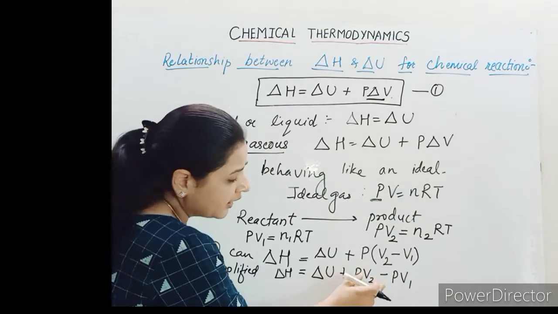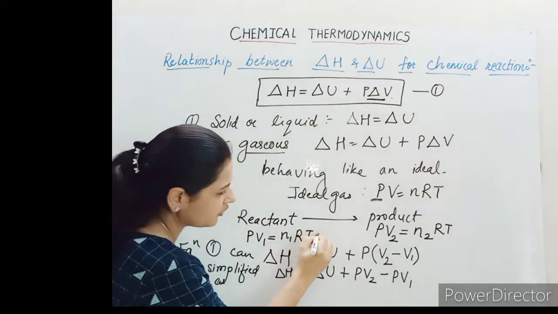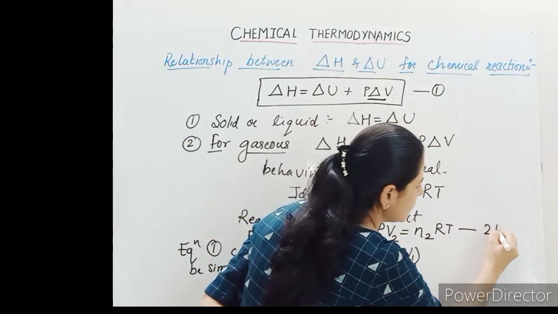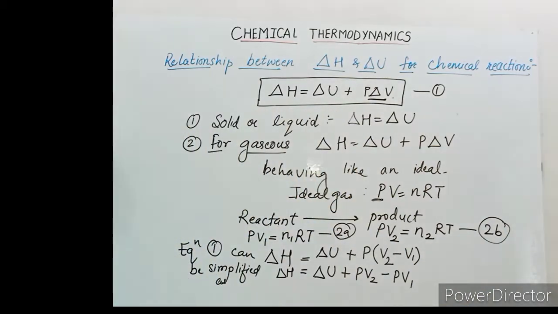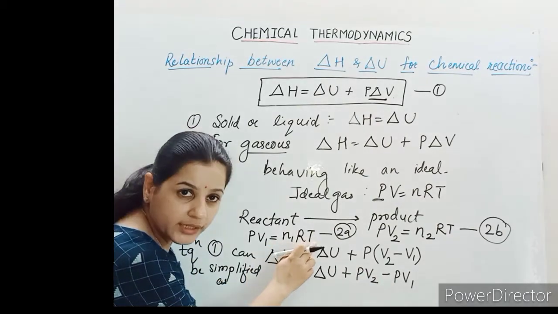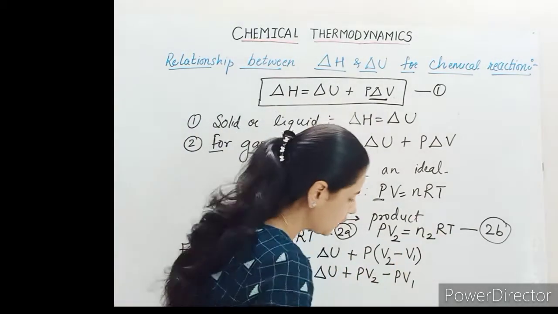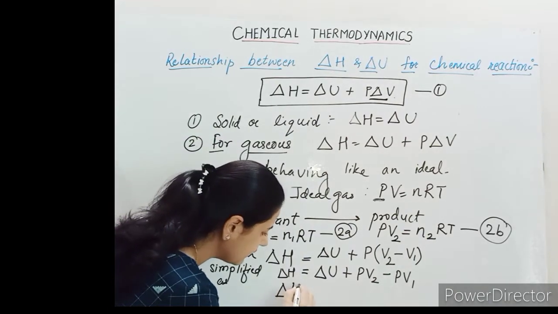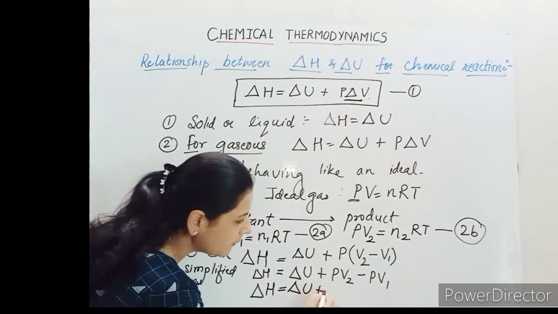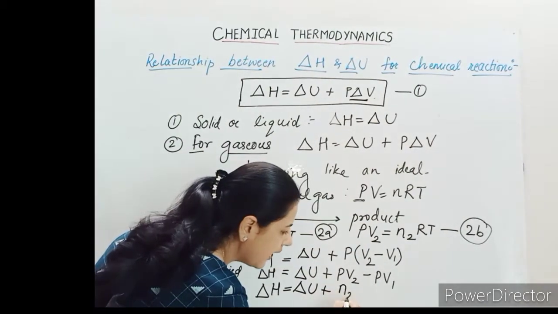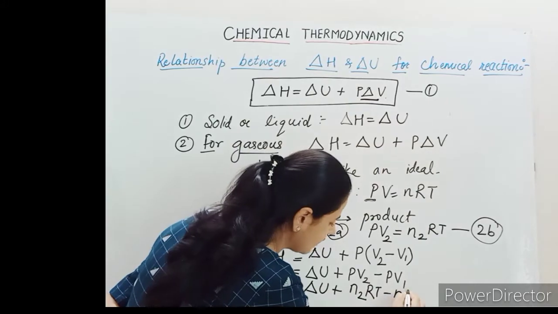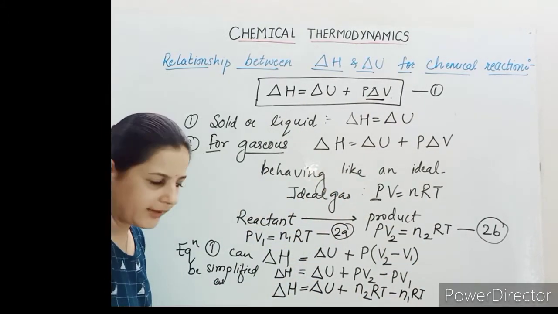Okay. Now I can see from this equation, let me write these as 2A and 2B. Okay. Suppose we are naming these equations as 2A and 2B. Then according to 2A, PV1 is nothing but N1 RT and PV2 is N2 RT. So let us substitute this. This delta H will be equals to delta U plus PV2 can be written as N2 RT minus PV1 is N1 RT. Yes, I can write like this.